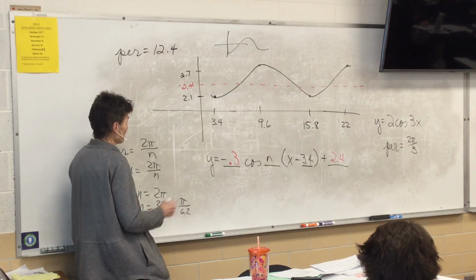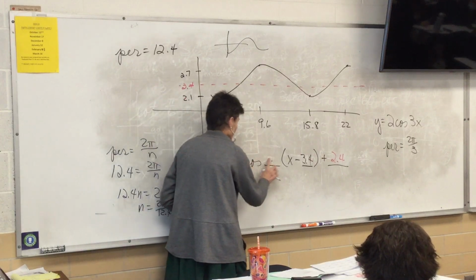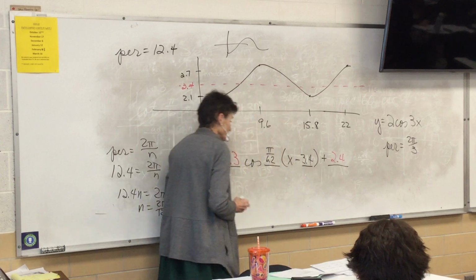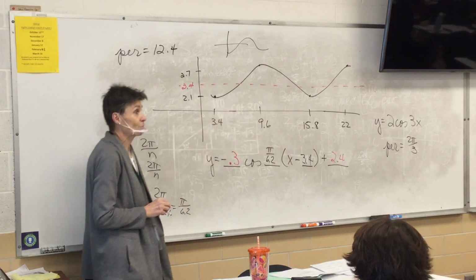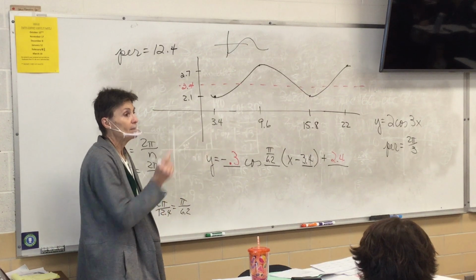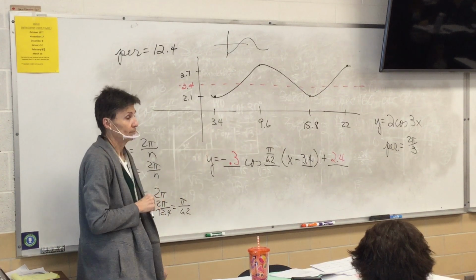Normally, I don't like that, but this is such a mess, we're going to go ahead and just put that in here. That's going to be pi over 6.2. You can turn that into 5 pi over 31 if you want, but I think it's okay just like that. That is your equation.